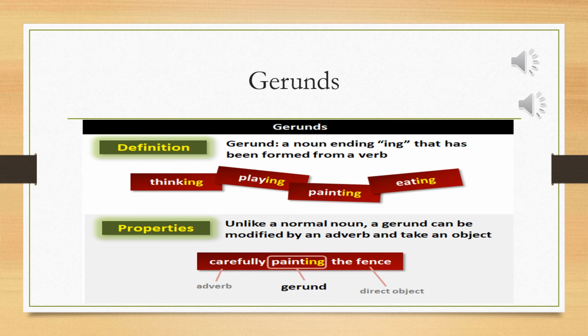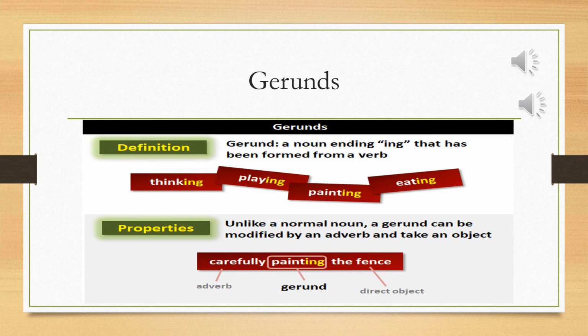That means when the word is a verb and you add ing with it, then it starts acting like a noun. It is no more a verb, and that's called a gerund. Okay, a noun ending in ing that has been formed from a verb. And if you look at the slide, there are 4 examples given to you.